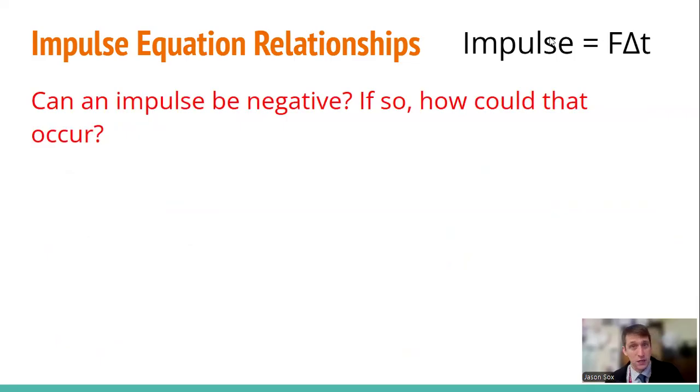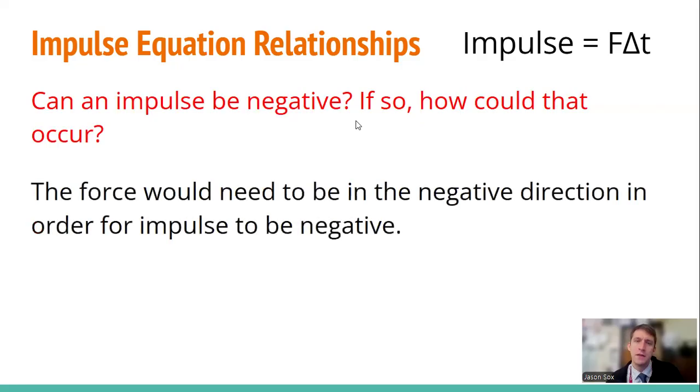An impulse, that's an object's change in momentum. So delta P is hidden in this word, is equal to the net force times the change in time. Is it possible for an impulse to be negative? And if so, what would be true, or how would that happen, right? Remember that impulses and momentums are vector measurements. So it is possible to have a negative vector acting on that.